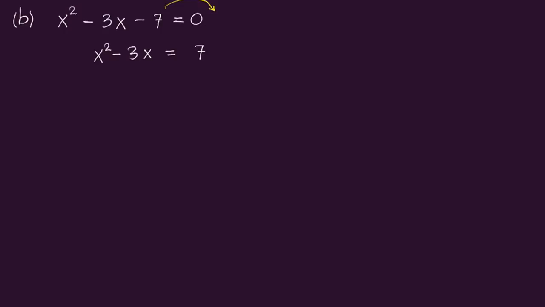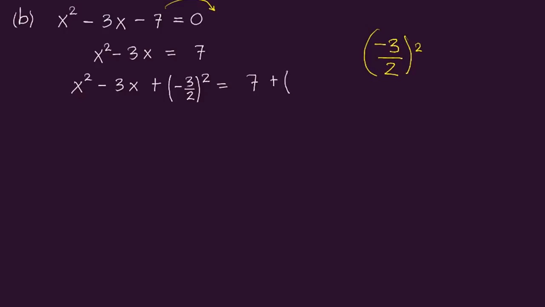Then I make the left hand side a perfect square, that is completing the square, and I have to add half of the coefficient of x. The coefficient of x in this case is -3. Half of that, we divide by 2 and we square. So that's what we have to add to the left hand side to make it a perfect square. So we'll be having x squared minus 3x plus (-3 over 2) squared, and this will be equal to 7. We add the same so that our equation remains balanced.